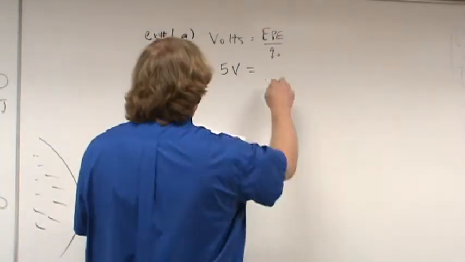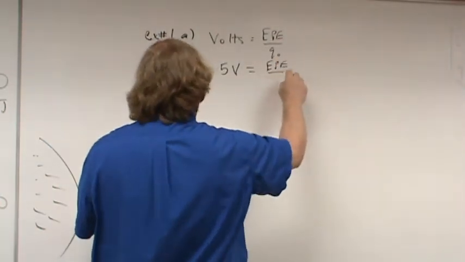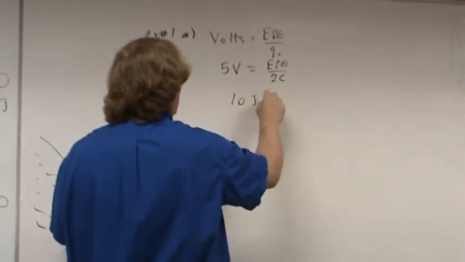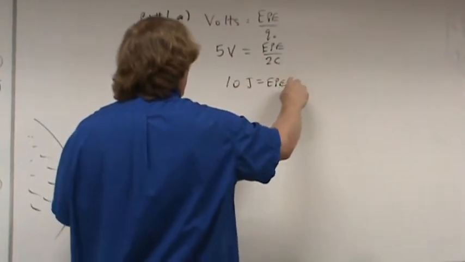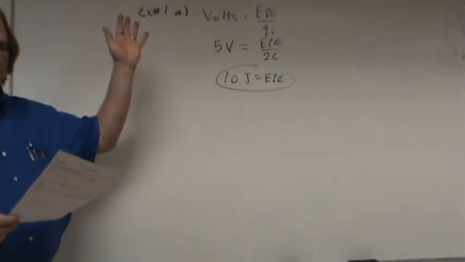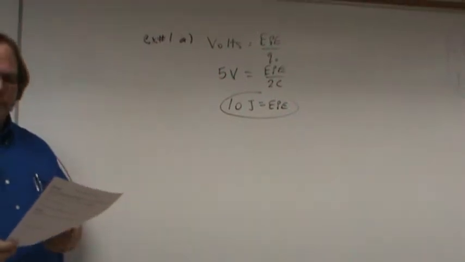Okay, what is the electrical potential energy? And what did I say? It was 2 coulombs? And so I got 10 joules. Okay, for part A, how many people got 10 joules? Okay, yay. Any question or problem on that?